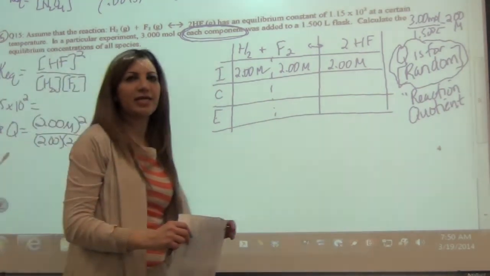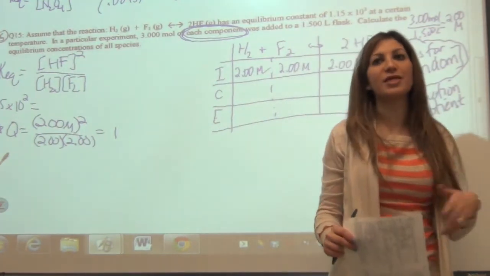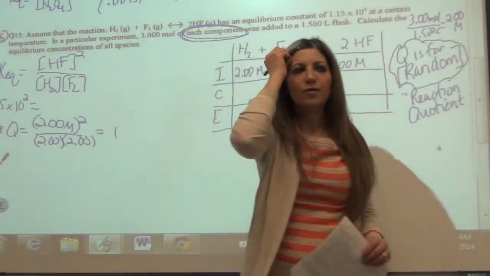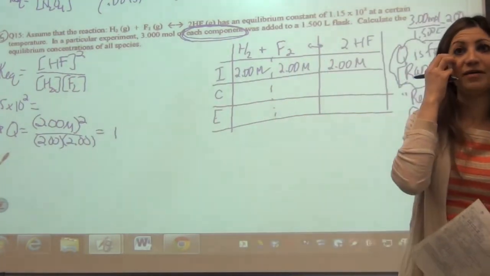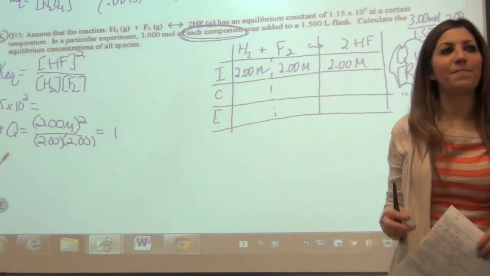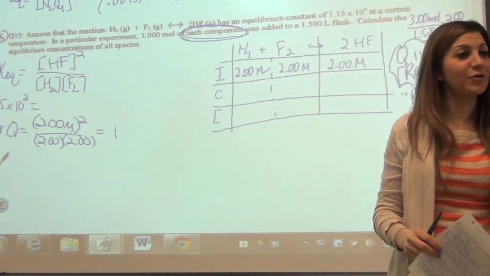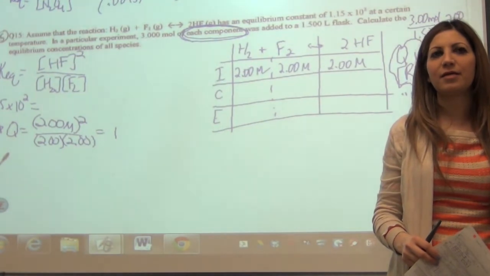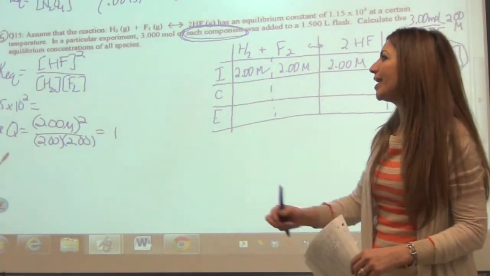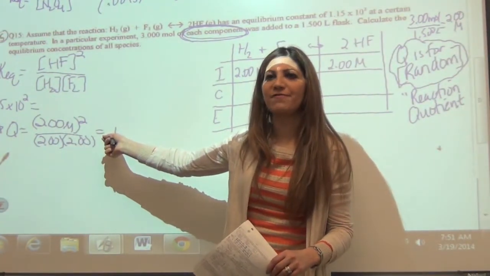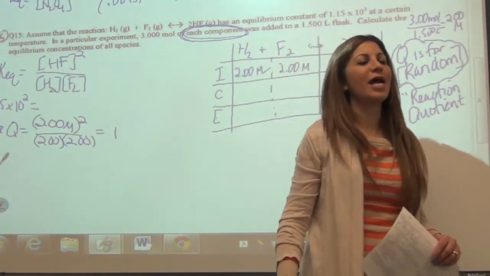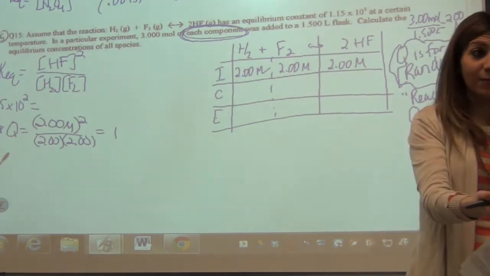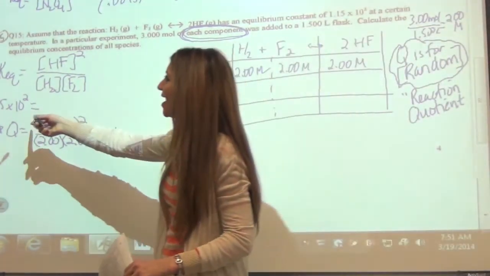What do you think you can do with Q? I'm going to tell you that it's supposed to be like K, right? We did everything the same way that we did K. What do you think we're comparing it to, Ben? The value of K. Perfect. What does K represent? Equilibrium. We're not at equilibrium. Here we're at a value of 1. Guess what the reaction wants to do? It wants to get to what? Equilibrium, which means we're trying to get to K.